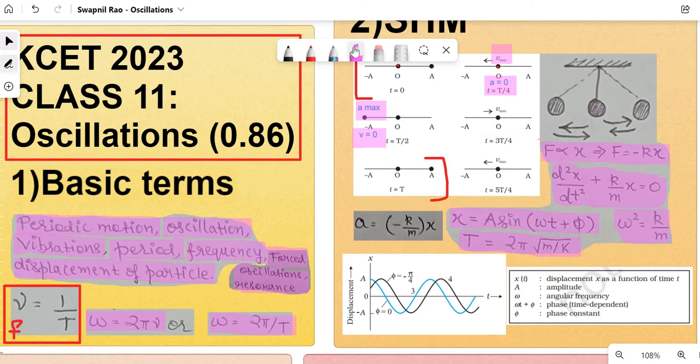And yeah, I've also taken this table from NCERT where it talks about all the terms. So please do note it down. I'll just put a tick. What x bracket t means, what a means, what omega means, what omega t plus phi means, what phi means, all of the terms. And as you can see, phi is basically a phase constant.